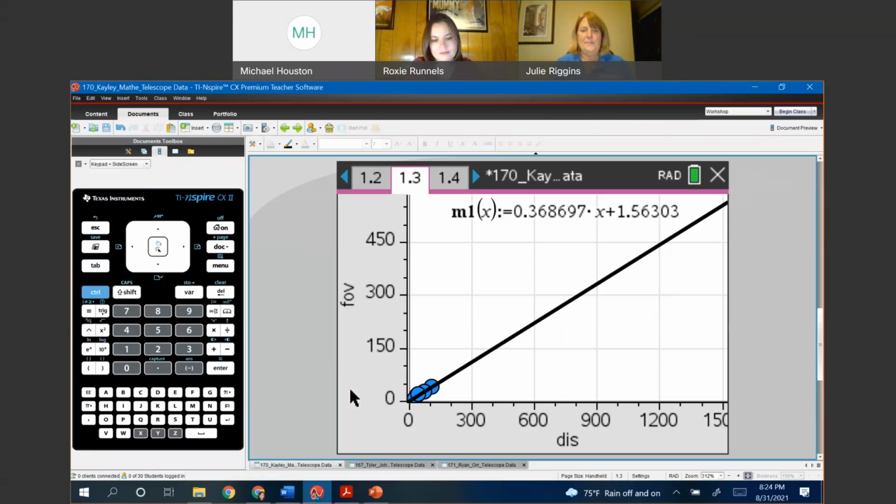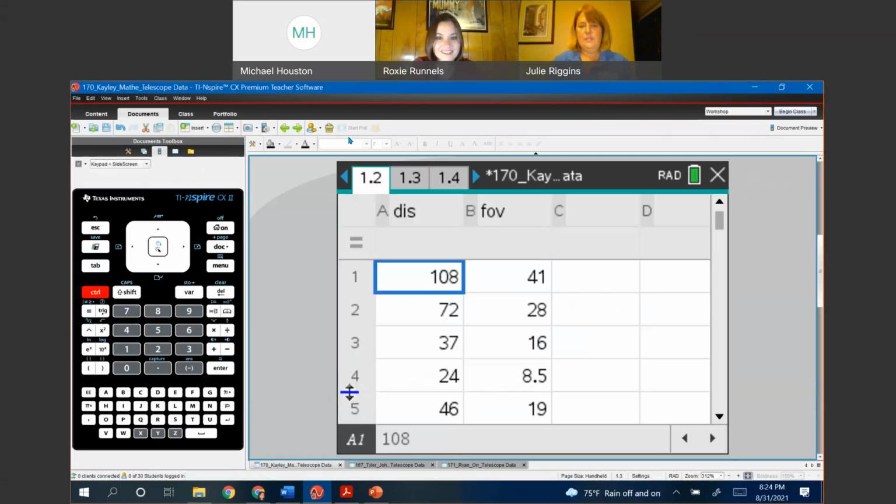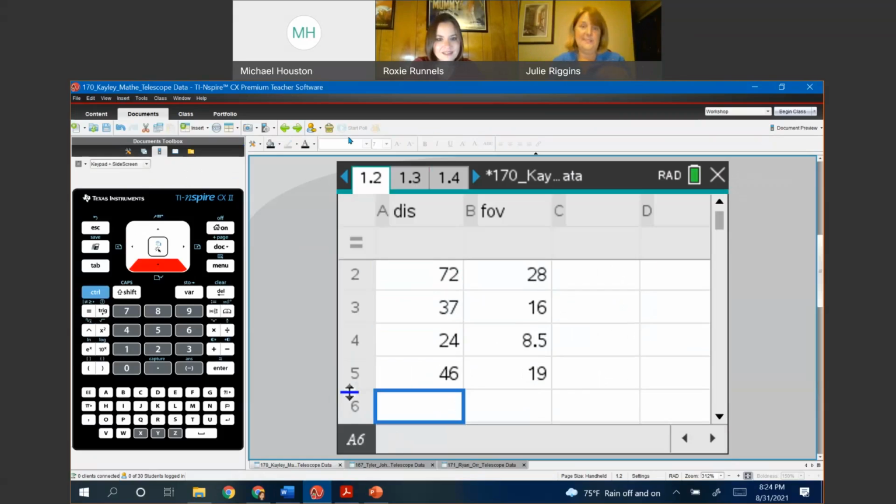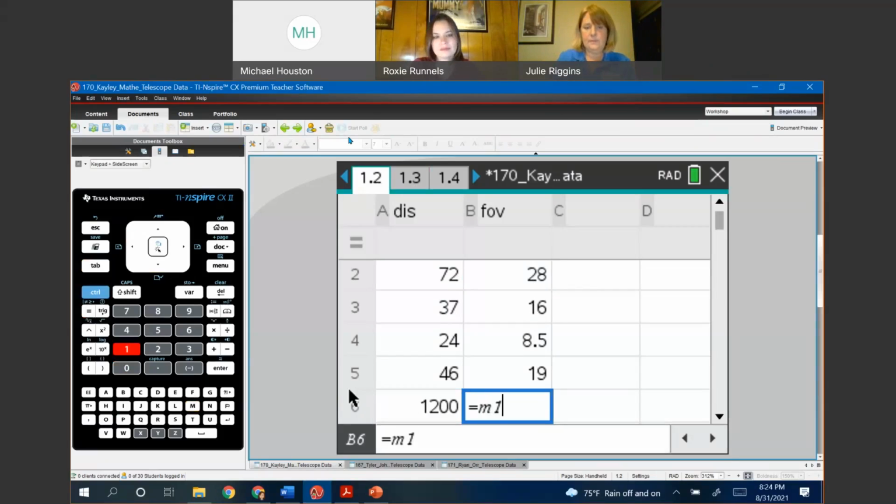And I'm going to show you one last really cool thing with the spreadsheet, because if we use our spreadsheet, we can actually get it to plot that point on there and see that it's right on the line. So we're going to put 1200 into that cell, and it works just like a spreadsheet. So you could do equals M1. It knows that M1 is that function for this whole problem. So every time it sees M1, it knows what function to put in.